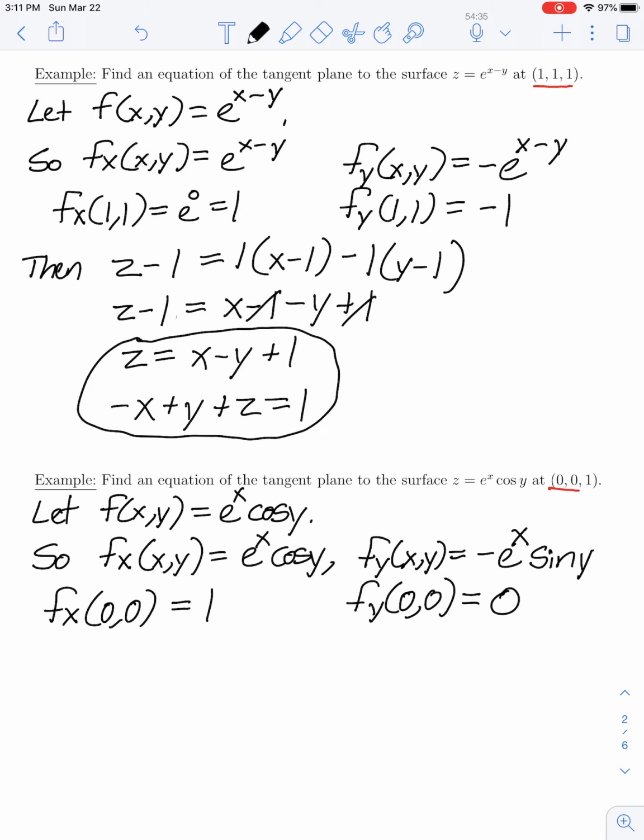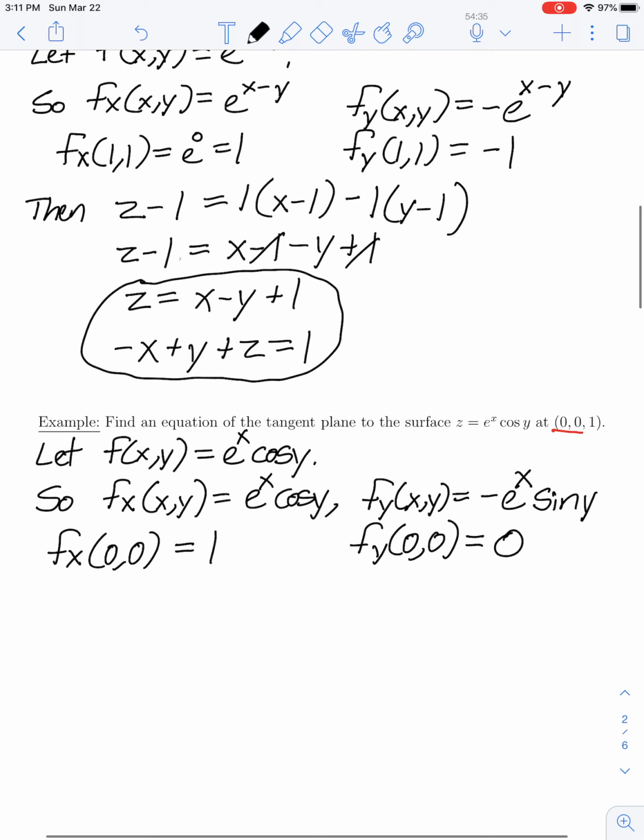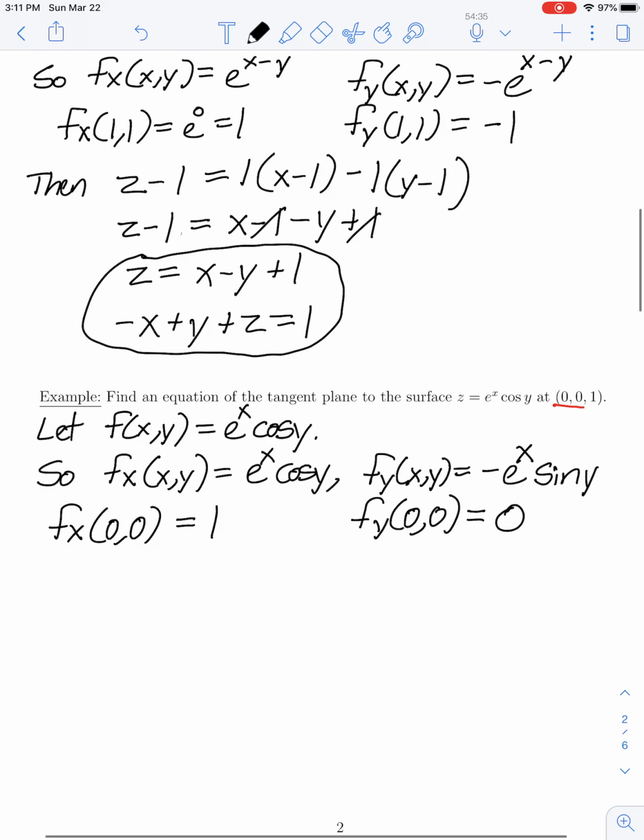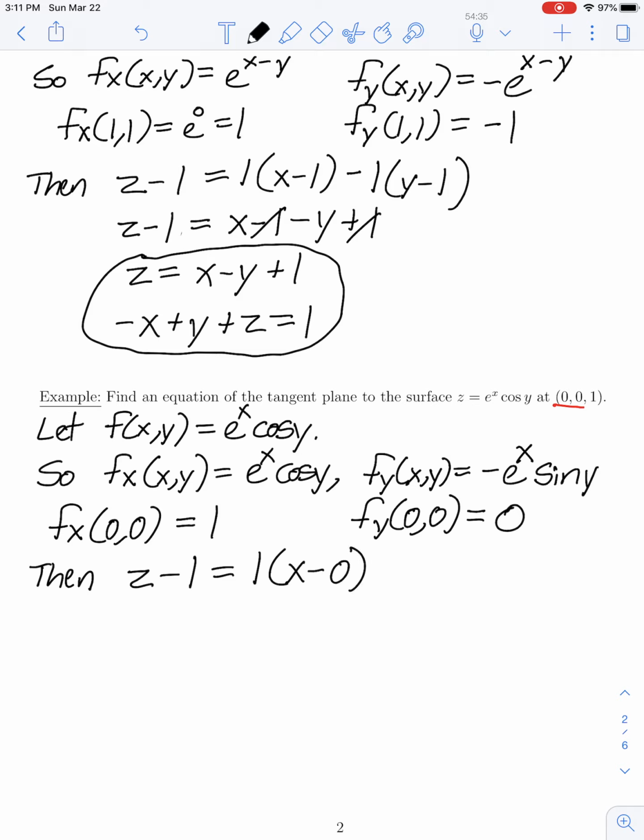So now we're ready to use the formula from our theorem for the equation of a tangent plane. And the equation of this plane is given by z minus z naught, which is 1. And that's equal to our partial derivative of f with respect to x, which we found to be 1, times x minus x naught, which was 0.